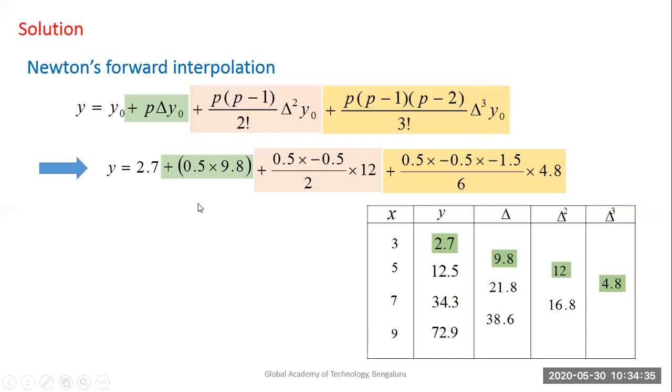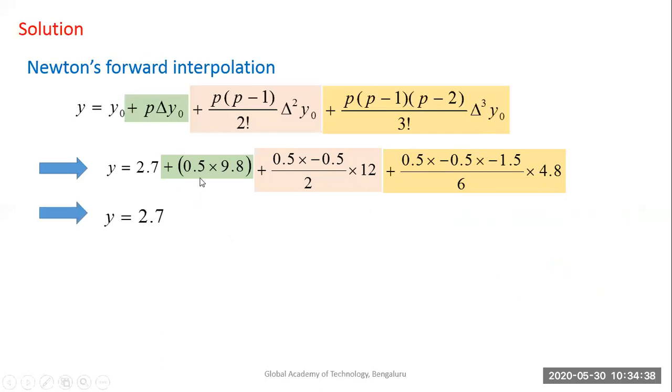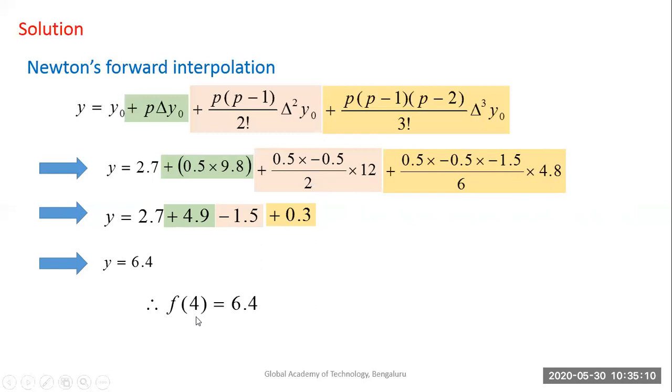So next, simplify each of these terms. 2.7 as it is, 0.5 into 9.8, we get 4.9. And this value, 0.5 into minus 0.5 by 2 into 12, we get as minus 1.5. And this is simplified and we get 0.3. Now add all these values. 2.7 plus 4.9 minus 1.5 plus 0.3. So we get 6.4. What is 6.4? It is the value of y for x is equal to 4, which is nothing but f of 4. f of 4 is 6.4.